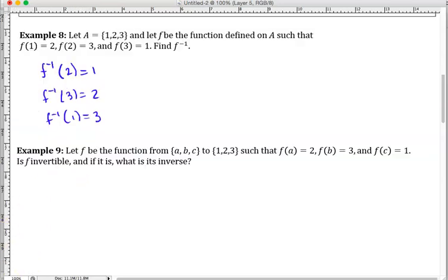Let's look at this example. Function f is from set {A, B, C} to set {1, 2, 3}, so that A goes to 2, B goes to 3, C goes to 1. Is f invertible? First, our domain is A, B, C, and our codomain is the numbers 1, 2, 3. I want to see if this function is a bijection. A goes to 2, B goes to 3, C goes to 1. So this is a bijection.